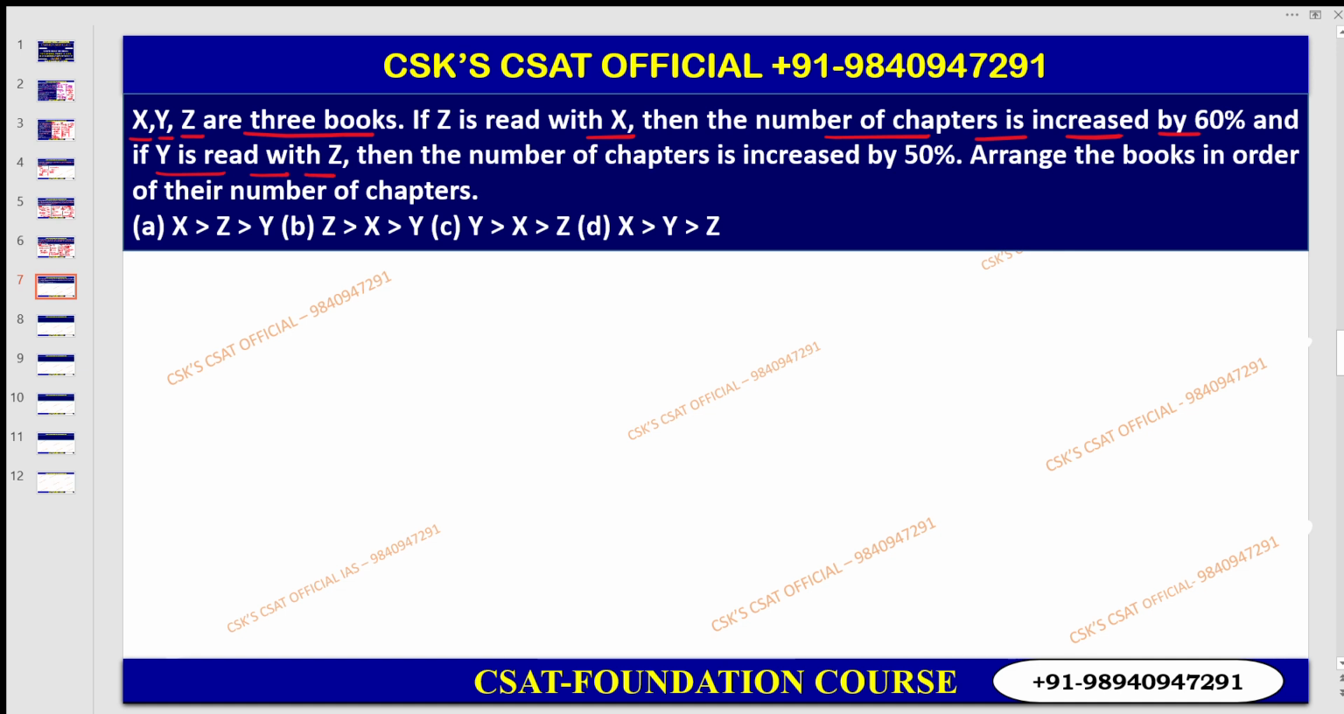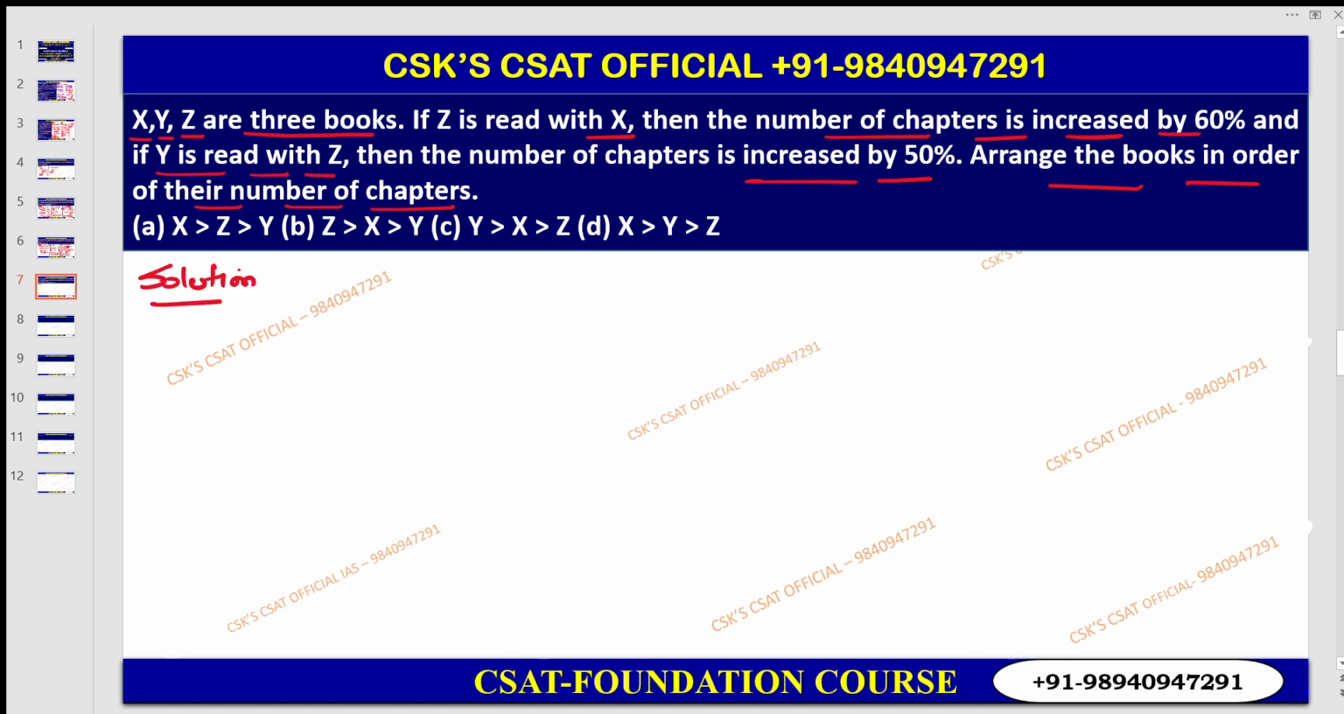If Y is read with Z, so you are completing Z, or else reading Z. When Y is added, then the number of chapters increases by 50%. So when Y is added, then only it increases by 50%. Please understand that one. So Z becomes 100 in that case, whereas in the first case X becomes 100. When Z is added, then only it becomes 160. Second case, when Y is added, then only it becomes 150. Arrange the books in order of their number of chapters.